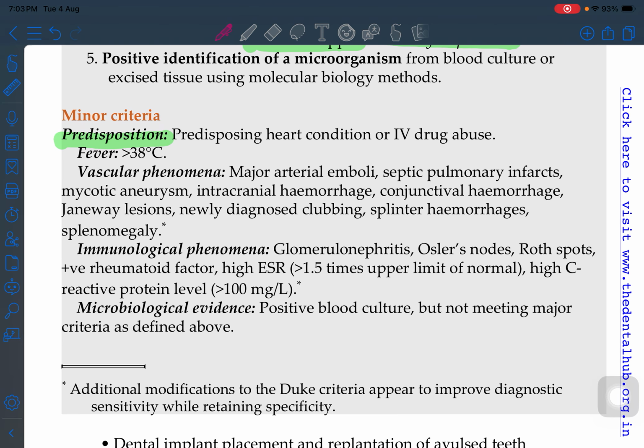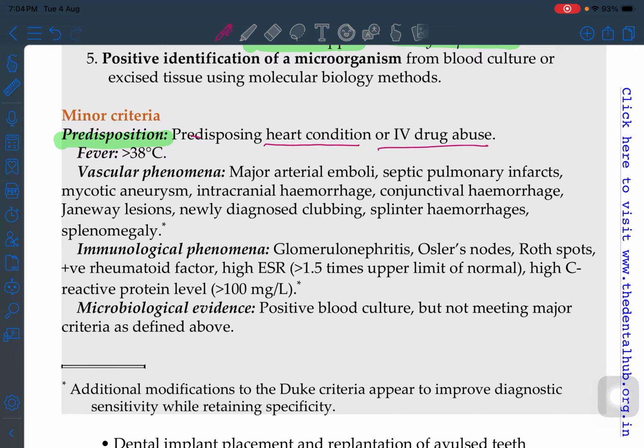Then comes the minor criteria. First is predisposition: if there is any predisposing heart condition or intravenous drug abuse. Second is fever more than 38 degrees centigrade. Third is vascular phenomena, if there is any major arterial emboli, septic pulmonary infarcts, or any hemorrhage.